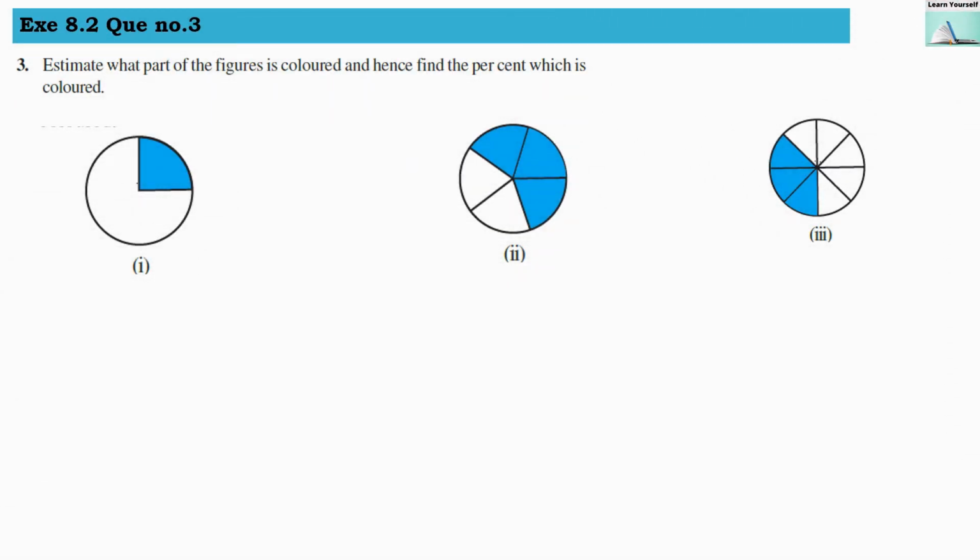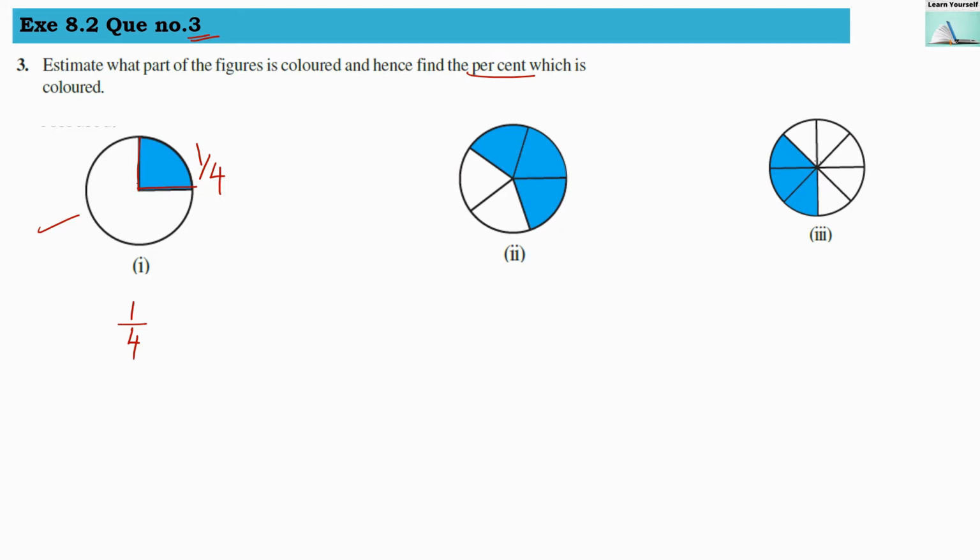Exercise 8.2, question number 3. Estimate what part of figure is colored and hence find the percent which is colored. So our first numerical is this, and this much part is colored over here. As we can see the circle, we can see here that only 1/4 of the part is colored from this full circle. So 1/4 will be the fraction for this figure.